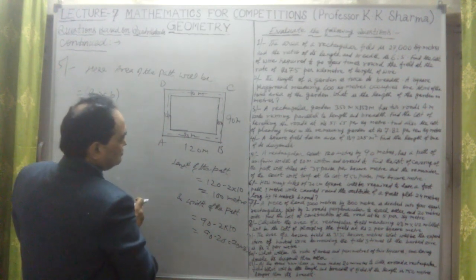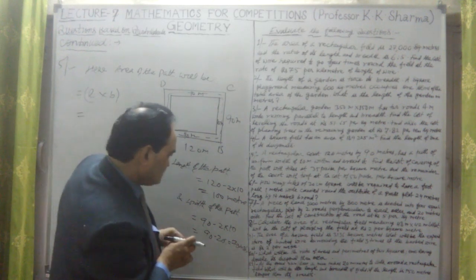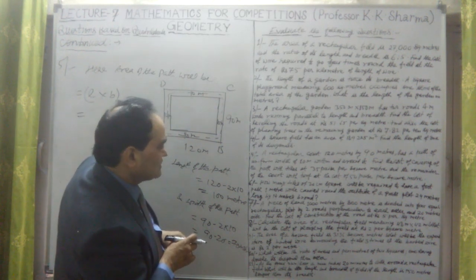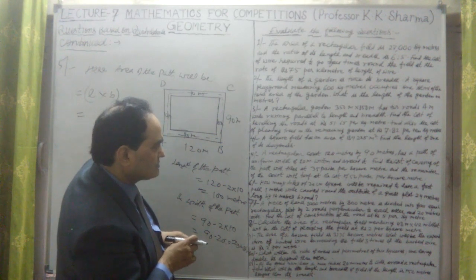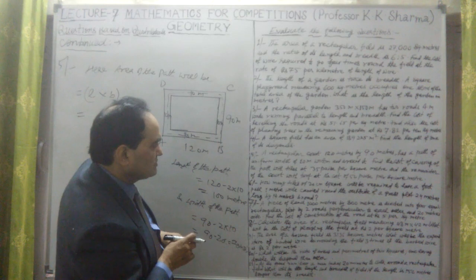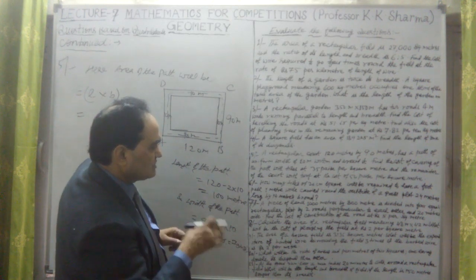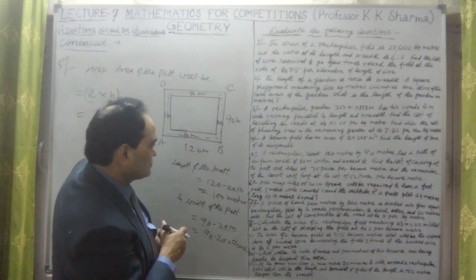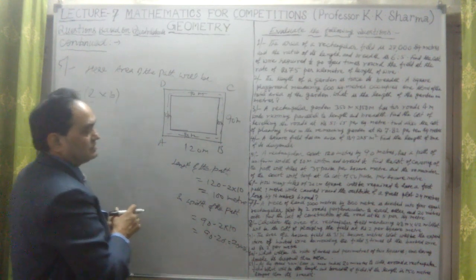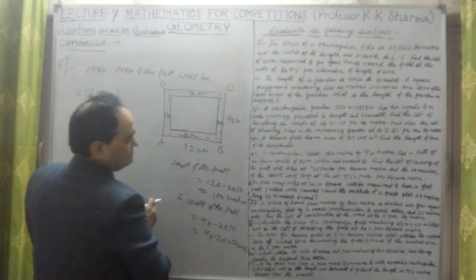Okay, so let me just check the question here. A rectangular court of 120 meters by 90 meters, having a path of uniform width of 10 meters within and around it. The cost of covering the path with tiles at 35 paise per meter.